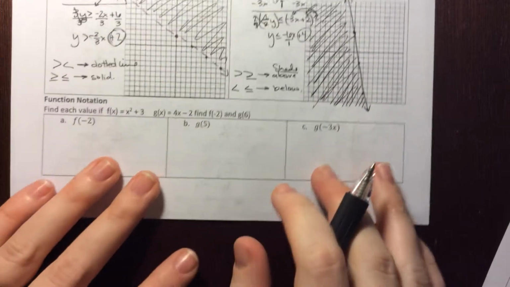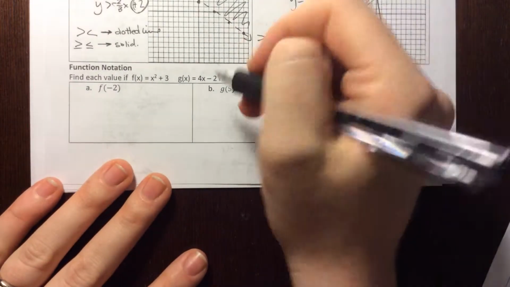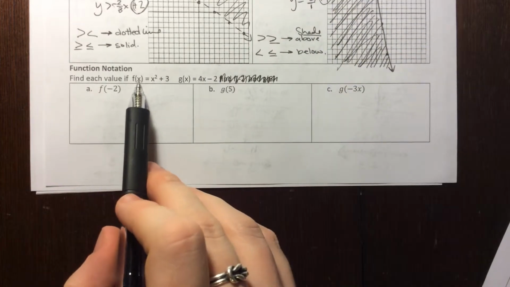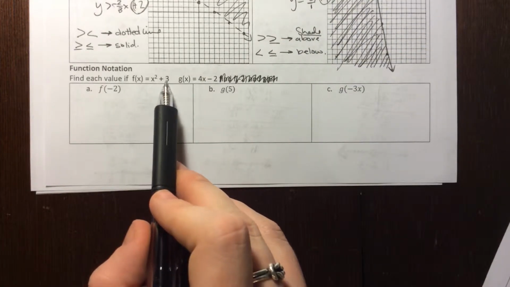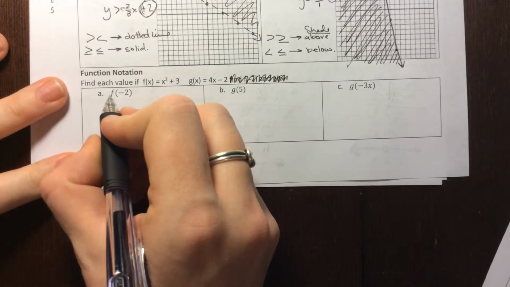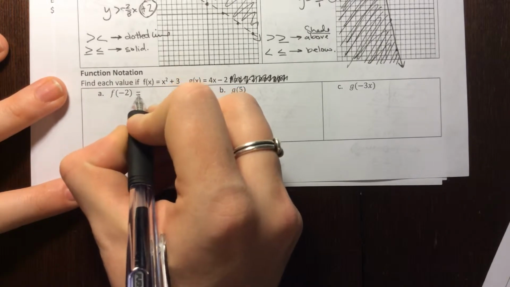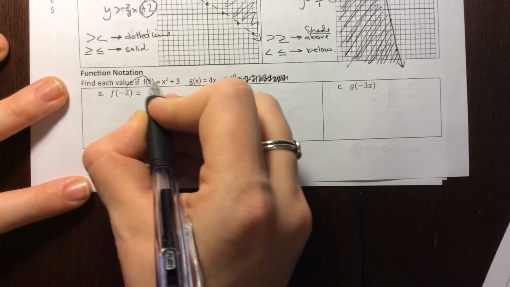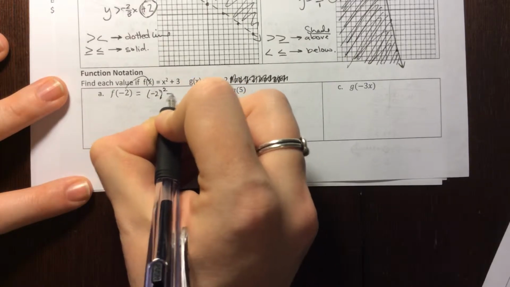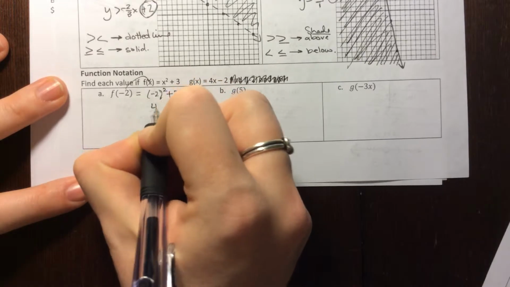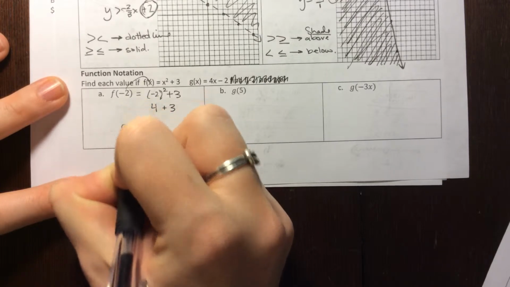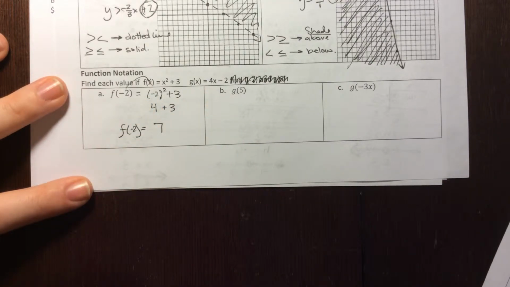This last one, find each value. You can scribble this part out right there. Find each value, where f of x is equal to x squared plus 3, and g of x is equal to 4x minus 2. If you're supposed to find the value of f of negative 2, that means you're taking negative 2 and you're going to plug it in for x. So I'm going to just do negative 2 squared plus 3. Negative 2 squared is 4, plus 3 is 7. So I just found that f of negative 2 is 7. That's all you do.